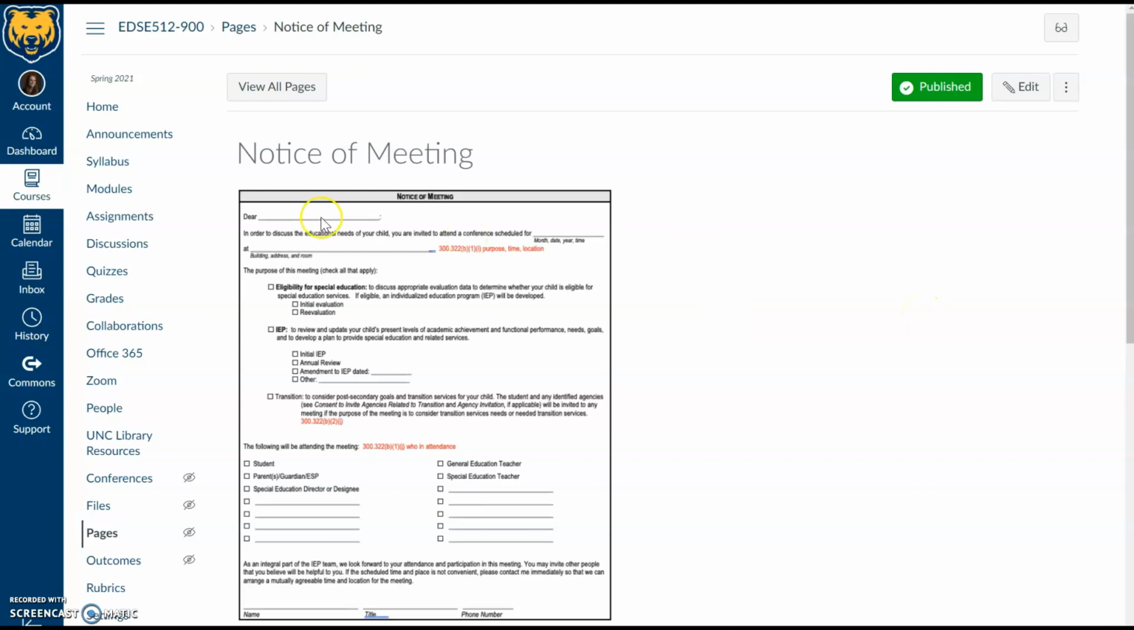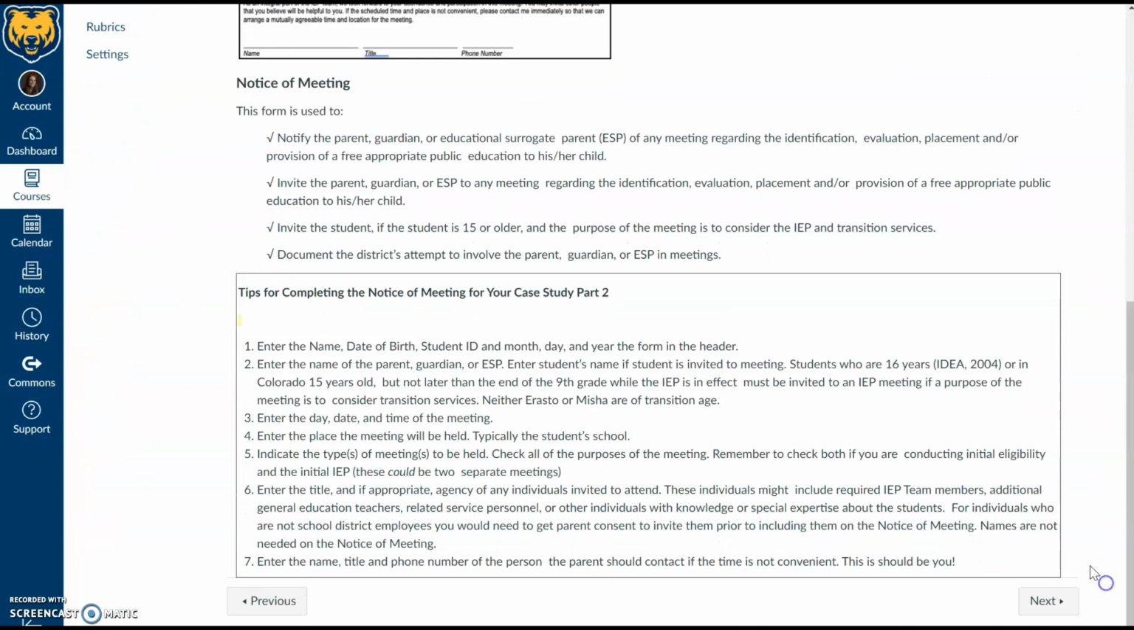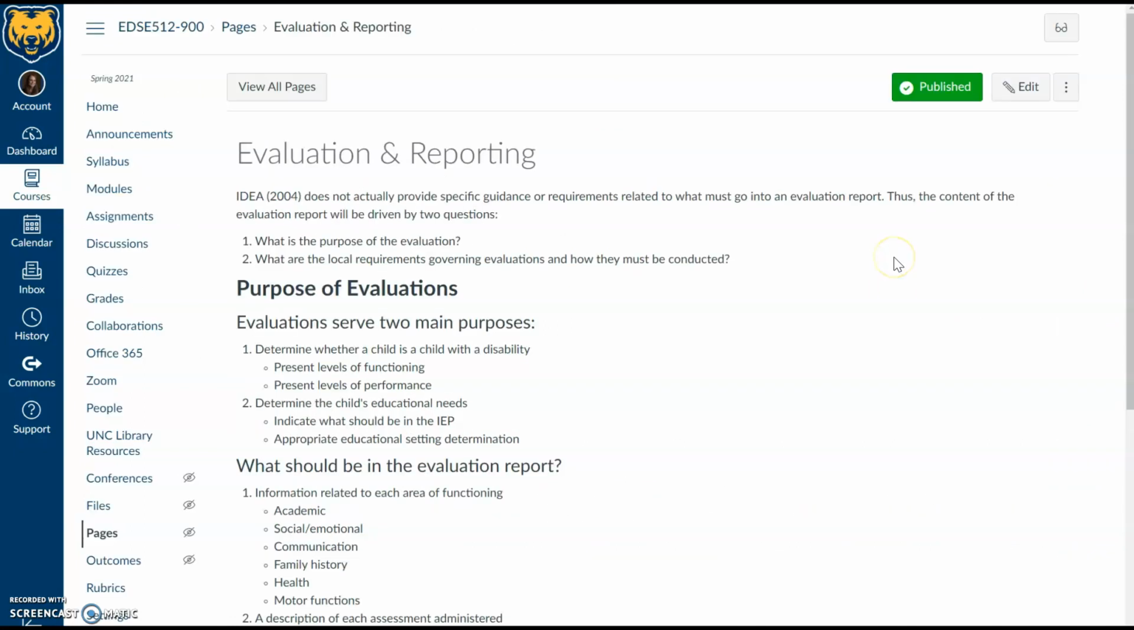The notice of meeting document, quite straightforward. It's just proposing and sharing the purpose of the meeting. Is it an IEP meeting? Is it an eligibility meeting? What factors will be taken into consideration? Who will be there? And then you're signing that as the case manager. So this is kind of like a party invitation. It's a formal document saying here's when and where and why and how, and this is who's going to be there, kind of a thing. So that's for the family to receive.